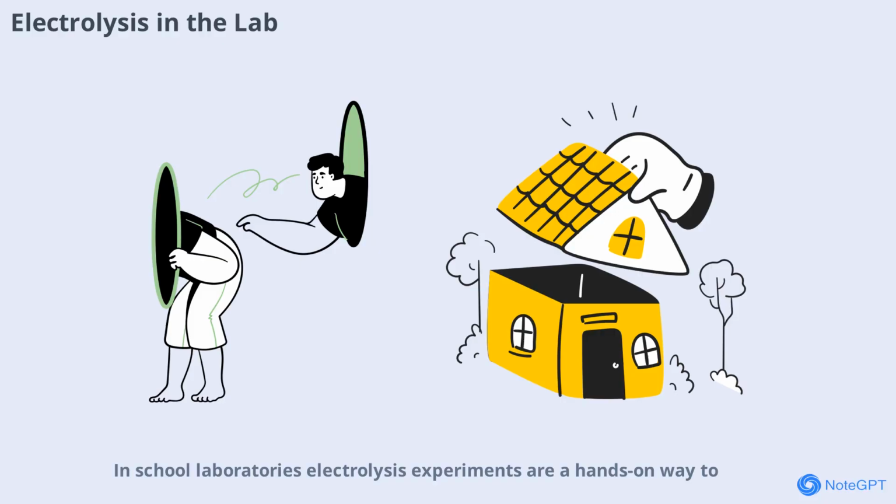In school laboratories, electrolysis experiments are a hands-on way to observe chemical changes and reinforce theoretical concepts. Simple setups using beakers, electrodes, and power supplies allow students to see gas evolution, metal deposition, and color changes. These experiments build practical skills and deepen understanding of the subject.